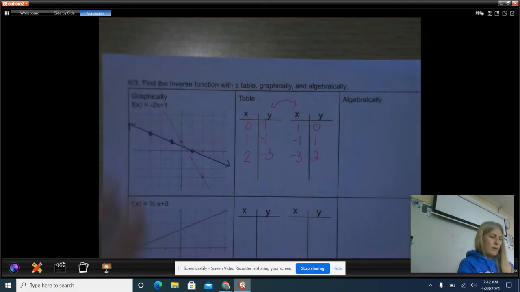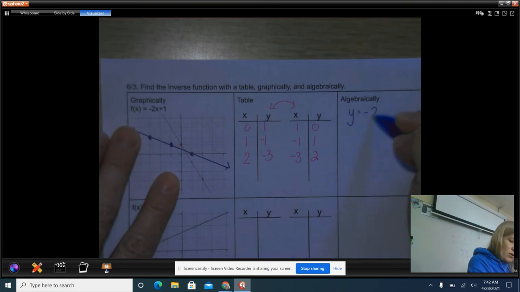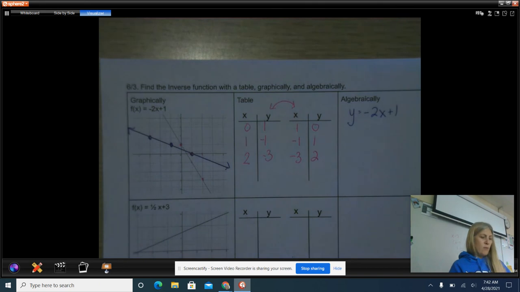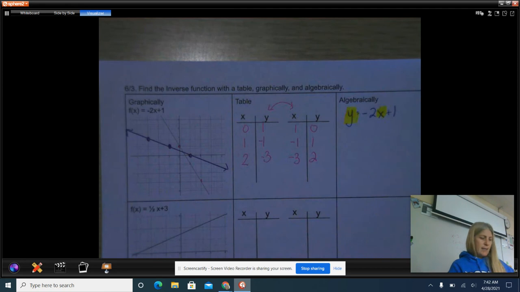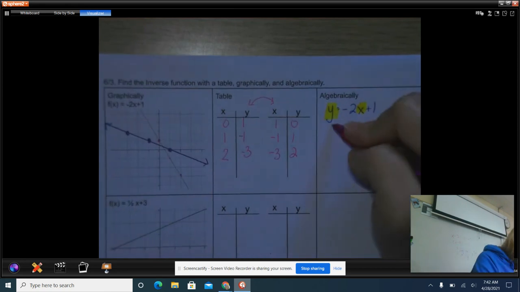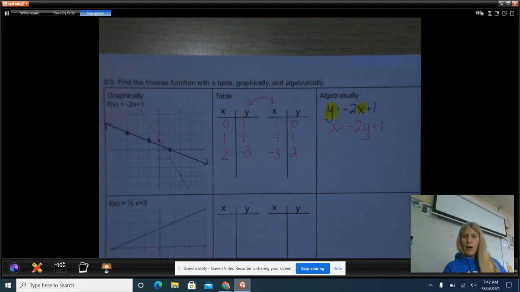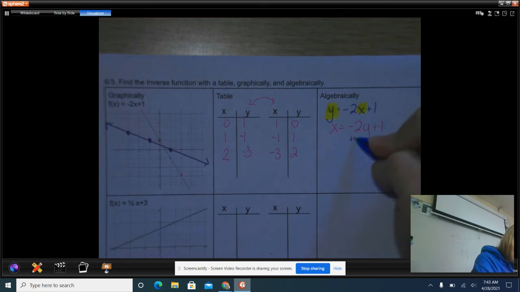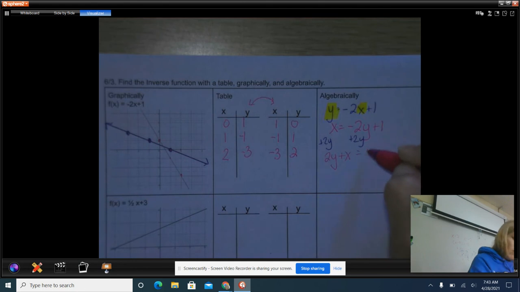Now, algebraically, we take our equation, which is y is equal to -2x plus 1. And once again, we're simply going to swap the placement of our x and our y. So that becomes x is equal to -2y plus 1. And now we're going to solve for y because we want it to be in the form y equals mx plus b. So we're going to add 2y to both sides, and that gives us 2y plus x is equal to 1.